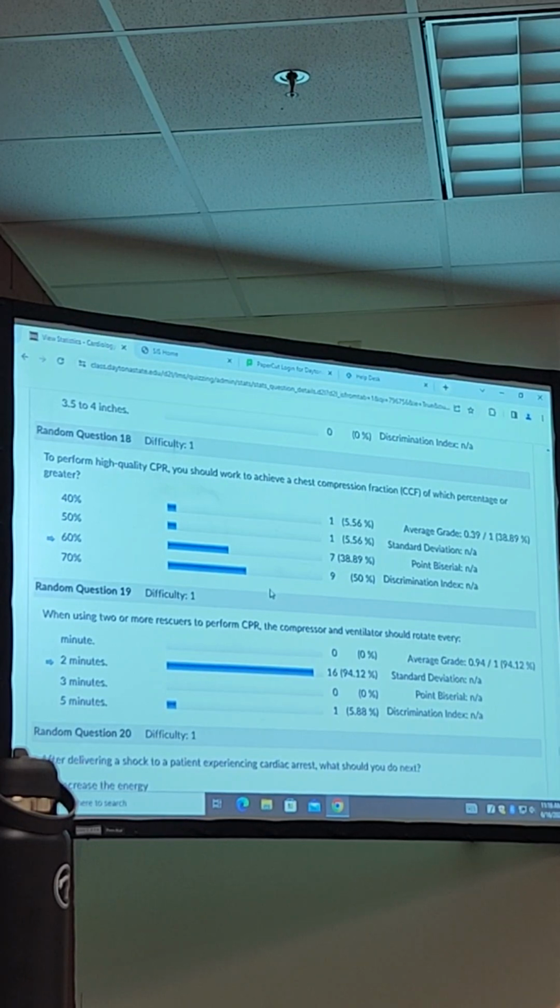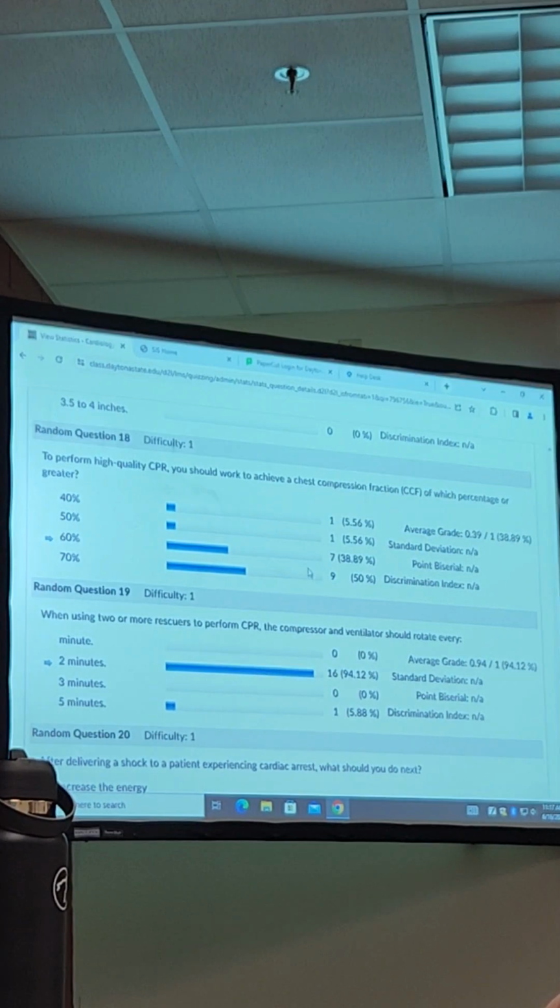So if you're doing 70, you're really doing that on that. Yes, but the goal is at least 60 because you have to pause for ventilation, you have to pause to defibrillate, you have to pause to move them. 60 is the goal. More than 60 is even better, but the goal is 60 or greater. It doesn't say the least percentage though, it just says what you should achieve or greater. 60 or greater, technically.